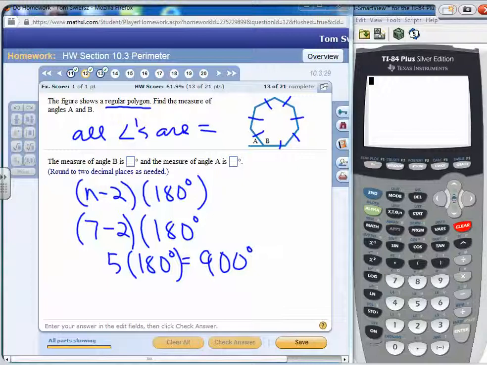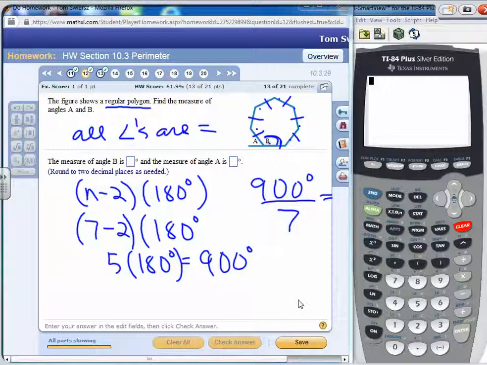So the total of all 7 interior angles, and there are 7 angles, 1, 2, 3, 4, 5, 6, 7 angles, is 900. So if they're all the same, then we can take the total 900, divide by 7, and get the measure of each angle. And that will be the interior angle, which will be angle B right there.